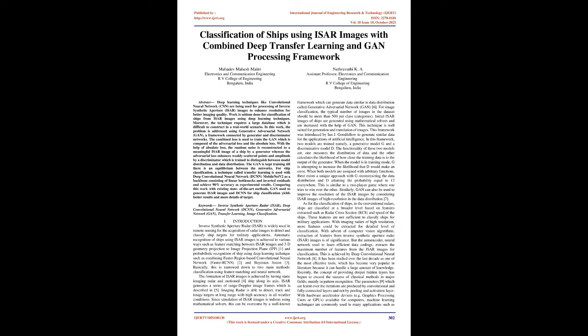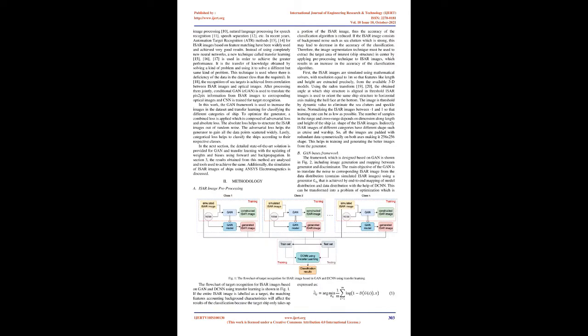Similarly, GAN can also be used to improve the resolution of the ISAR images by considering ISAR images of high resolution in the data distribution [7]. As for the classification of ships, in the conventional radars, ships are classified at a broader level based on features extracted such as radar cross-section, RCS, and speed of the ships. These features are not sufficient to classify ships for military applications. With imaging radars of high resolution, more features could be extracted for detailed level of classification.